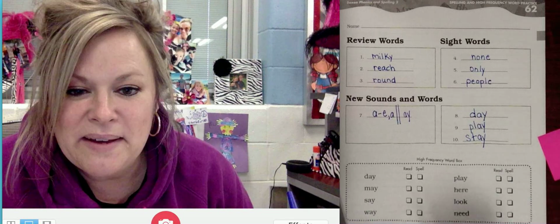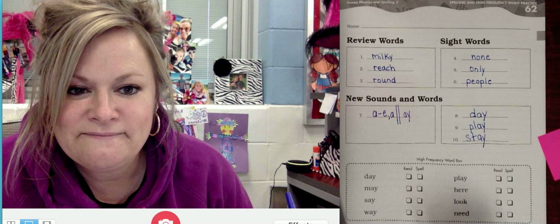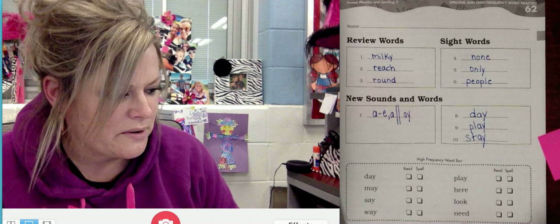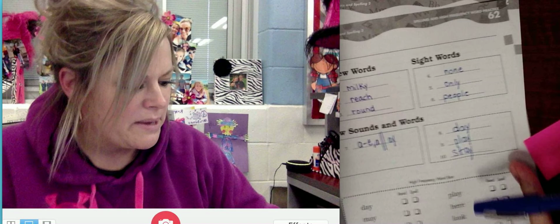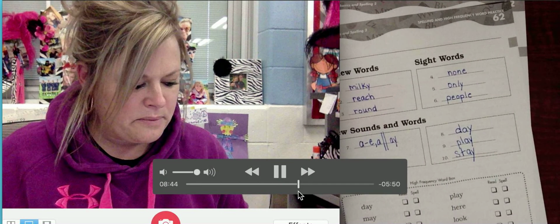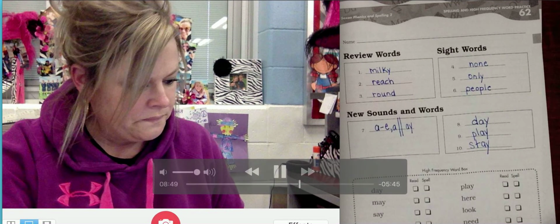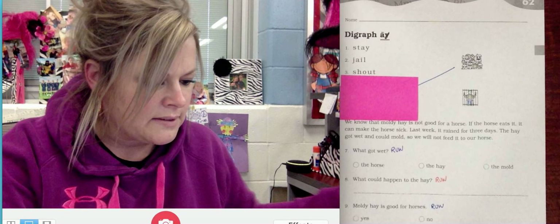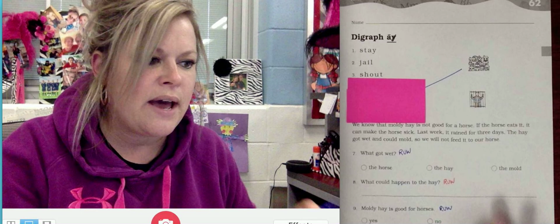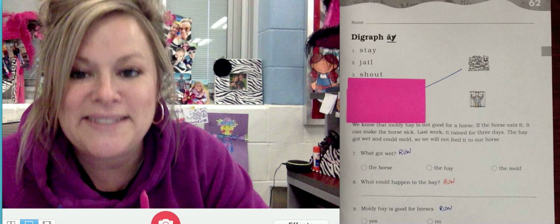And check with mine. Very nice job. Sorry, we went out of order there for a little bit, but we're back on track. Please go ahead and have your high frequency word box done with your teacher at home. And let's do this. Let's code these words. Now that you know how to code it, you know how to sound out that AY sound.